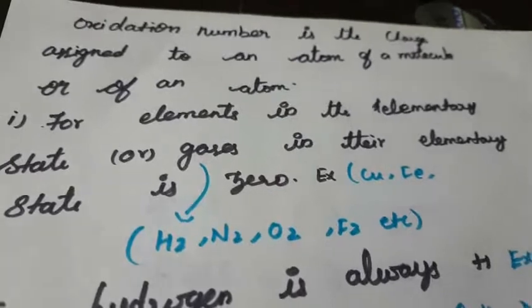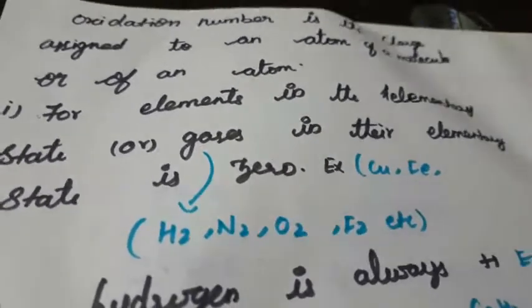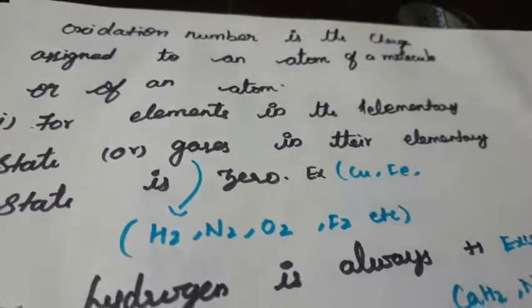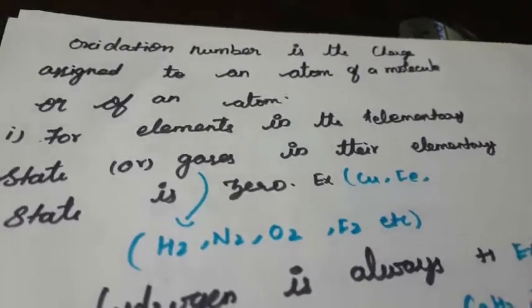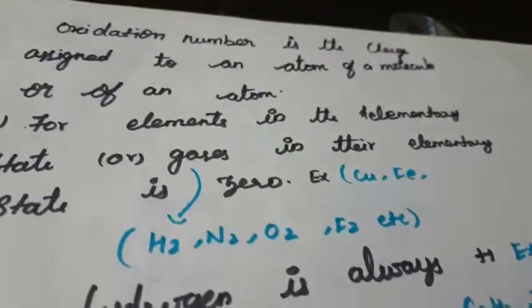But in terms of the electronic concept, what is oxidation? Loss of electron. And reduction is the gain of electron. Now we are going to see what is meant by oxidation number.